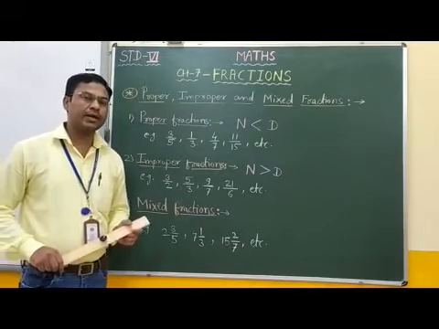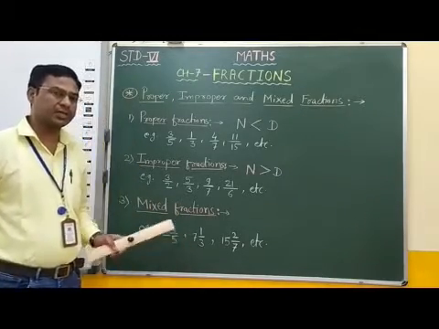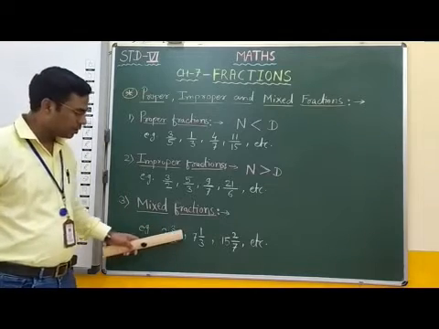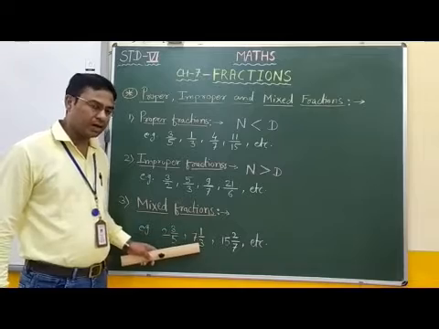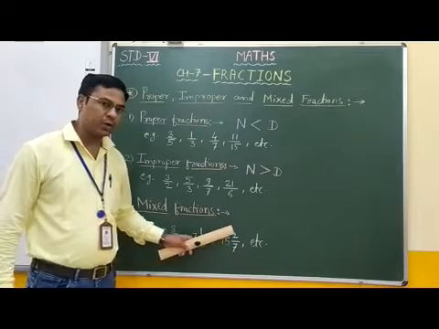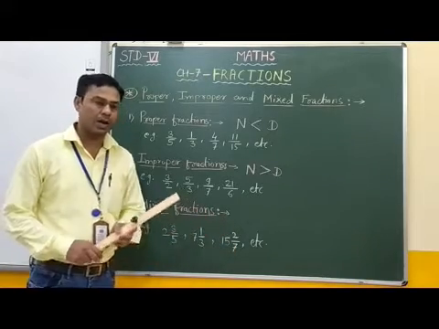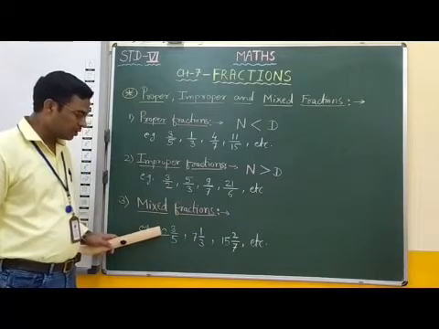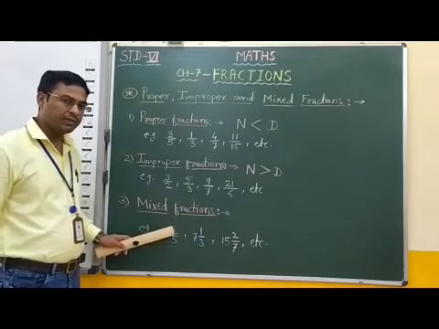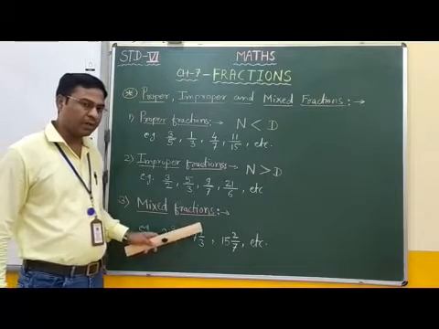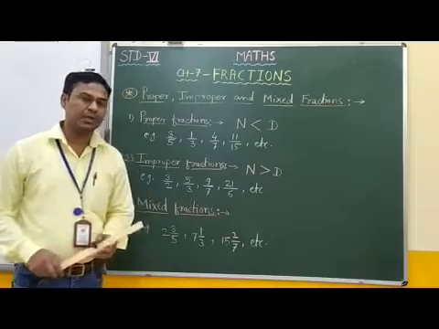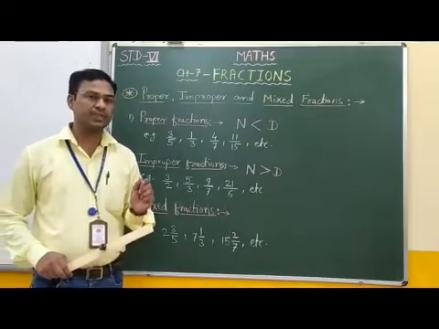Now we can read these mixed fractions as 2 and 3/5, 7 and 1/3, 15 and 2/7, or we can read these mixed fractions as 2 3 by 5, 7 1 by 3, 15 2 by 7. In this way we can read these mixed fractions.